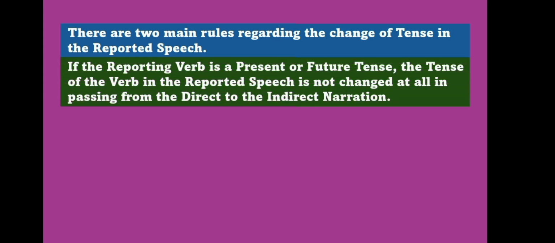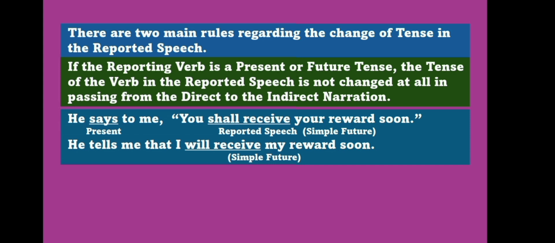The first rule is that in passing from the direct to the indirect narration, the tense of the verb is not changed at all if the reporting verb is in the present or future tense. For example, he says to me, "You shall receive your reward soon." The indirect narration of this is: he tells me that I will receive my reward soon.